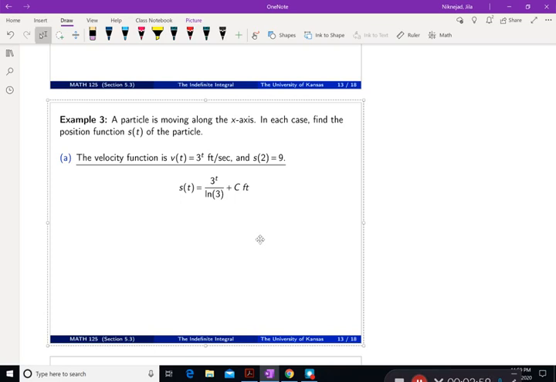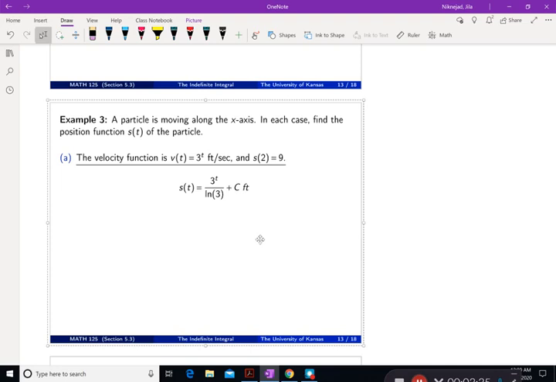Because it's an exponential function, the antiderivative is the exponential function divided by the natural log of 3, the natural log of the base, and plus c. And c is the constant that I don't know. So what I did here is I found the general antiderivative of the velocity function. But I know a little more because there's an exact value at 2, and that should determine c.